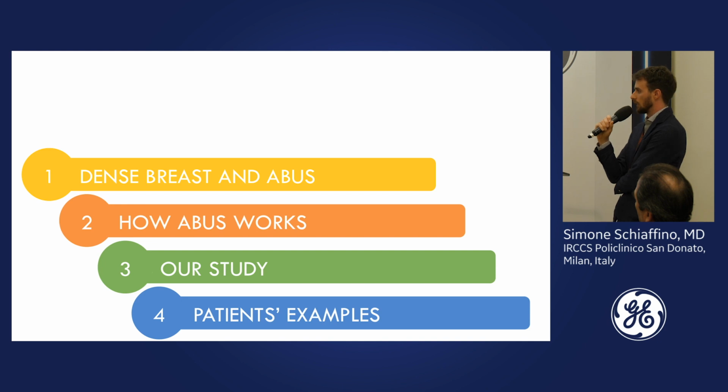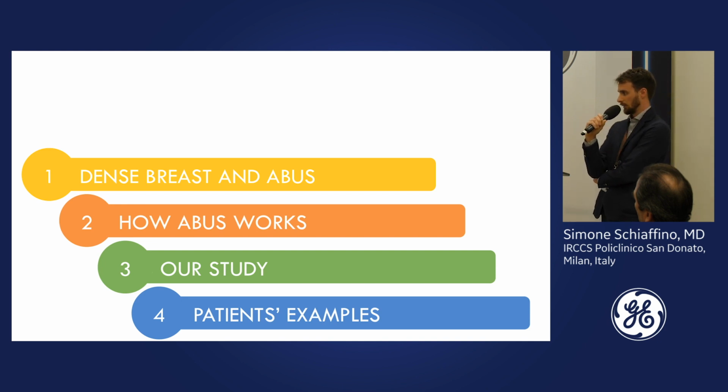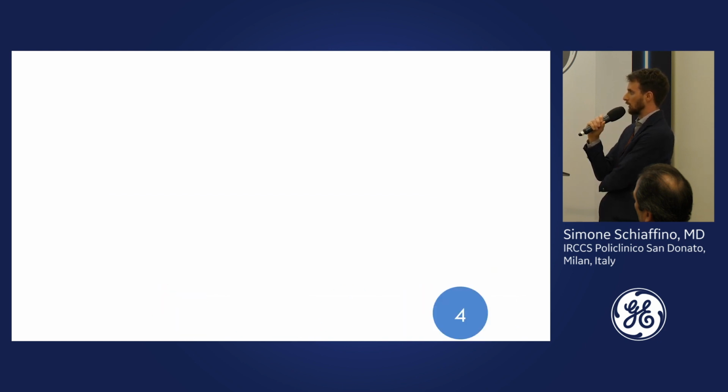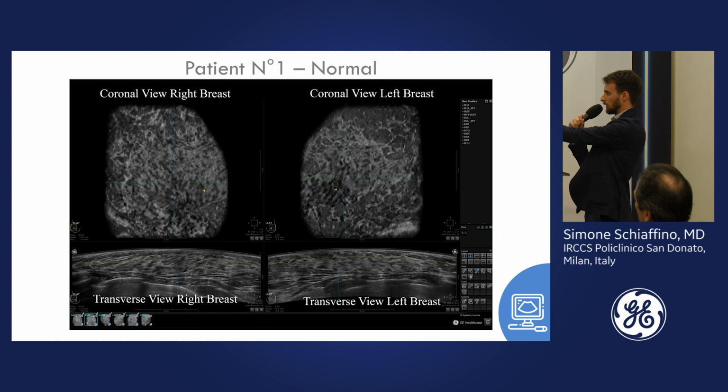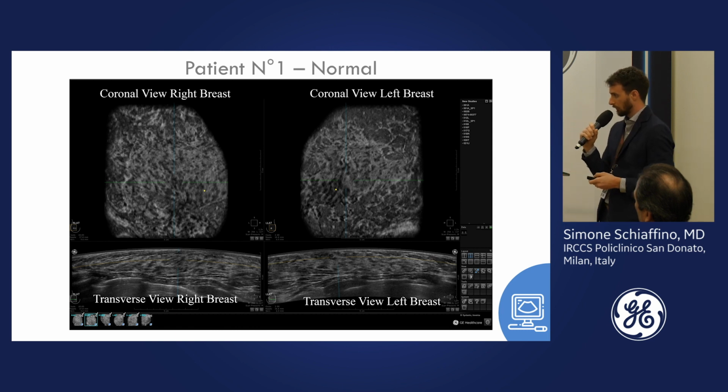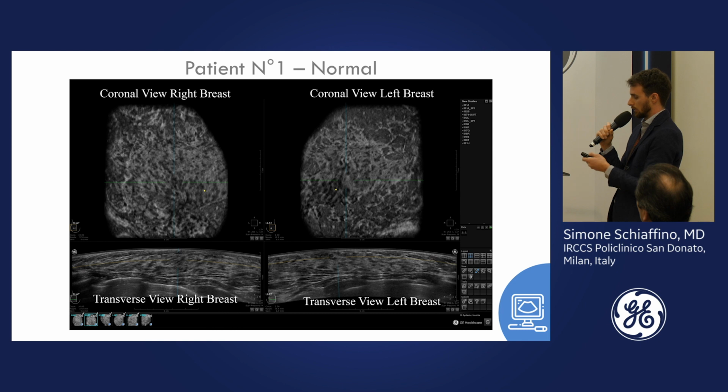This is one of the available layouts for the reading of the exam. This is the one we use, in which we have the coronal plane higher and bigger on the top of the picture, and the native transverse view on the bottom of the screen. This is a normal case. This is a cyst.